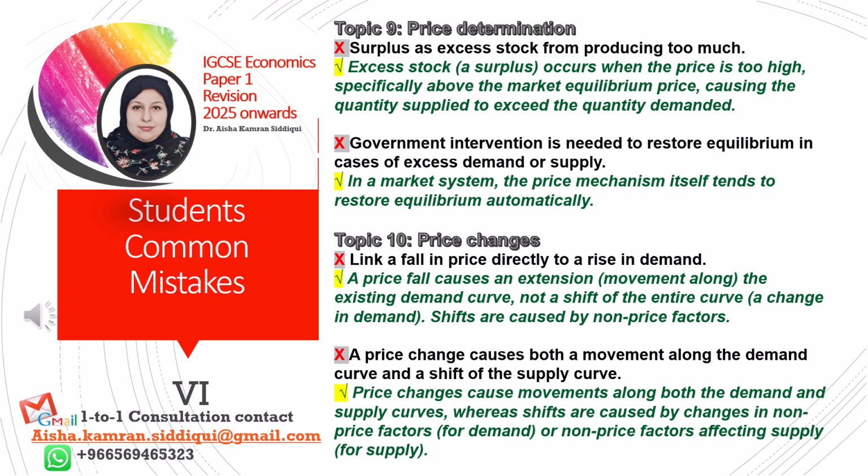The second misconception is that a price change causes both movement along the demand curve and shift of the supply curve, whereas the correct answer is that price changes cause movement along both the demand and supply curves, whereas shifts are caused by changes in the non-price factors for demand and non-price factors affecting supply for supply.